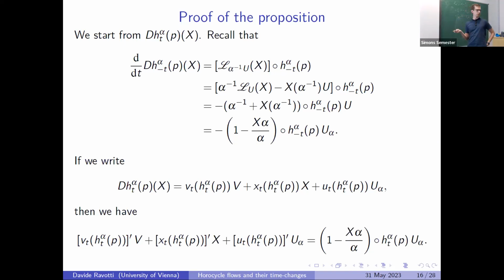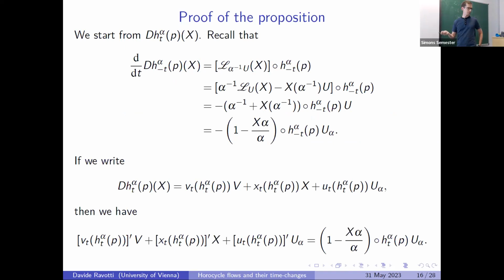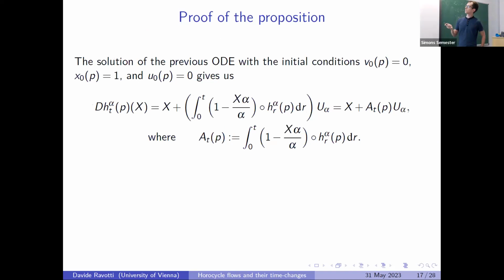This is equal to zero and is equal to one at time zero, so it's going to be a constant. And this at zero is equal to zero, and its derivative is this one. So the solution is x plus the integral of that guy times u alpha. Does this make sense?